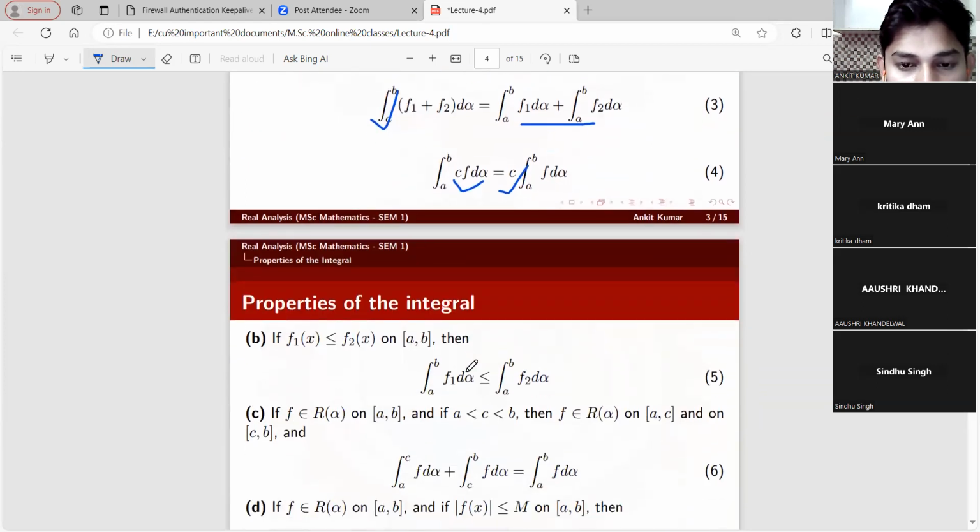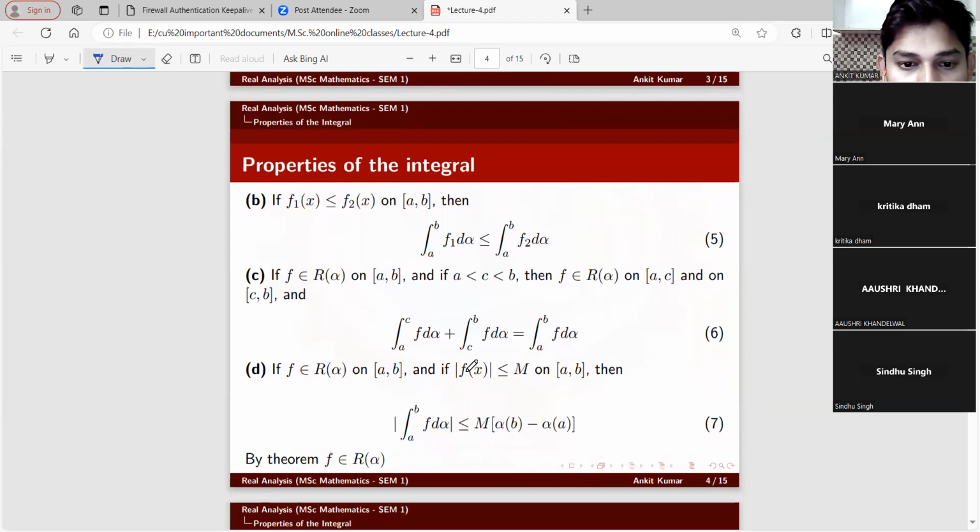Now this is the next property. In this slide we discuss that if f1(x) is less than or equal to f2(x) on the closed interval [a, b], then the integral from a to b of f1 d alpha is less than or equal to the integral from a to b of f2 d alpha.